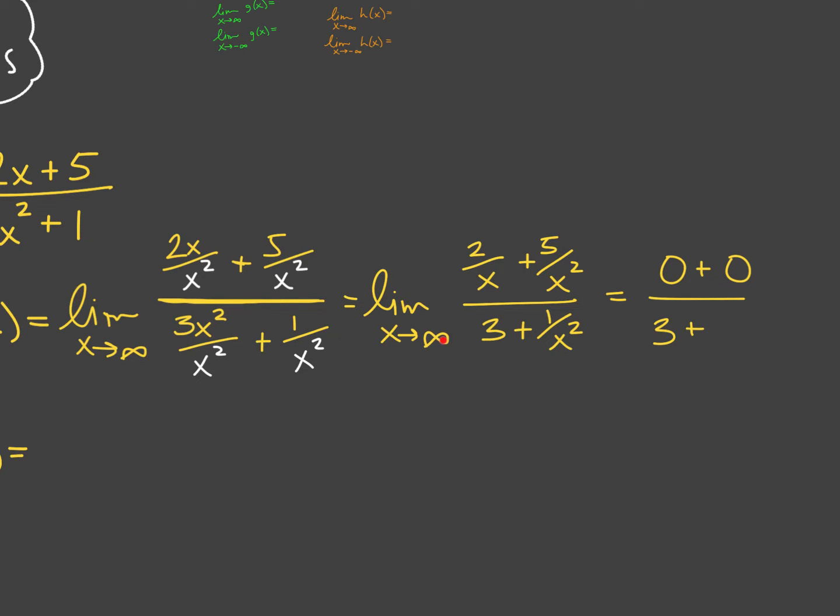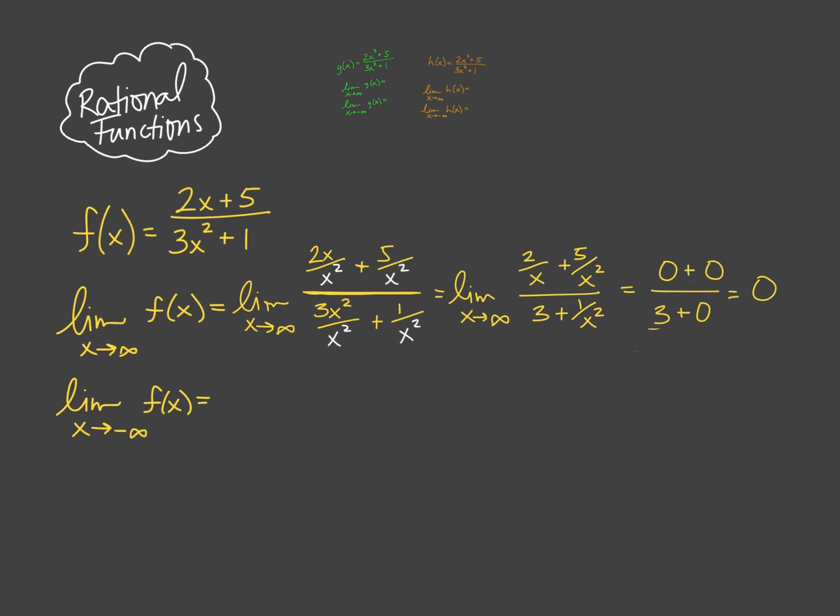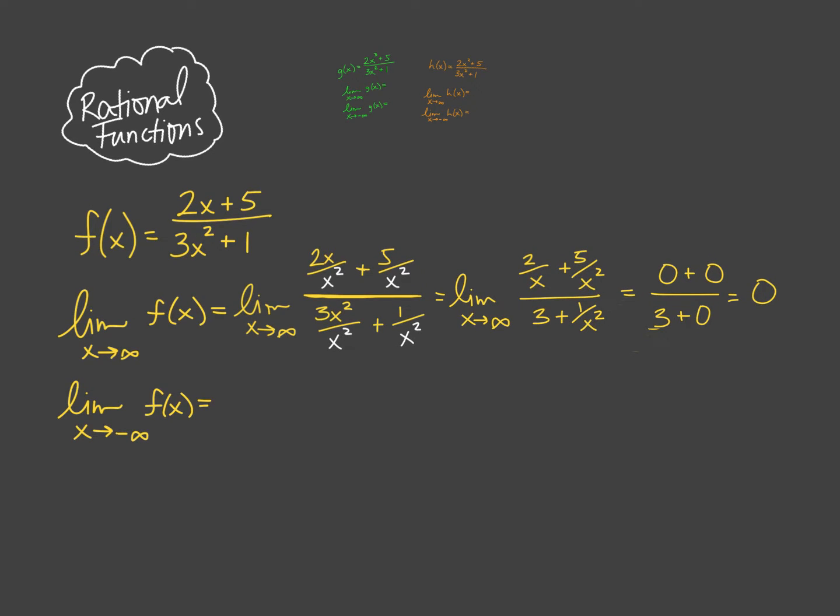And I'm going to use that same reasoning as up here. The limit as x approaches infinity of 1 over x squared, according to that theorem we just learned, is 0. Simplifying this, I get 0 over 3. That is 0. 0 over 3 is 0. So in this case, our limit as x approaches infinity of f of x is 0.